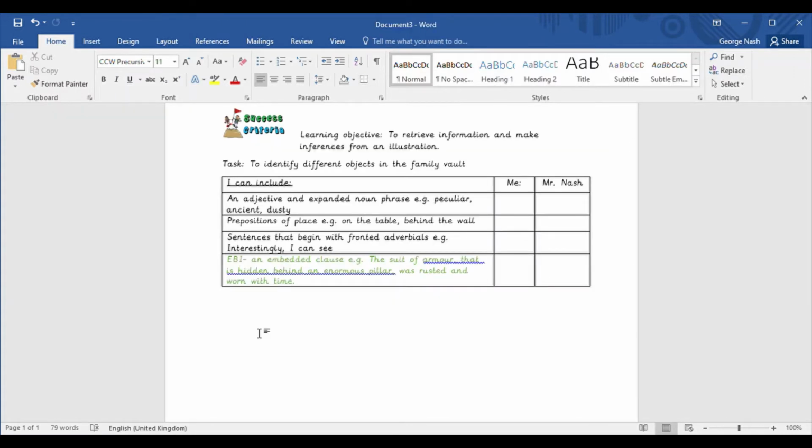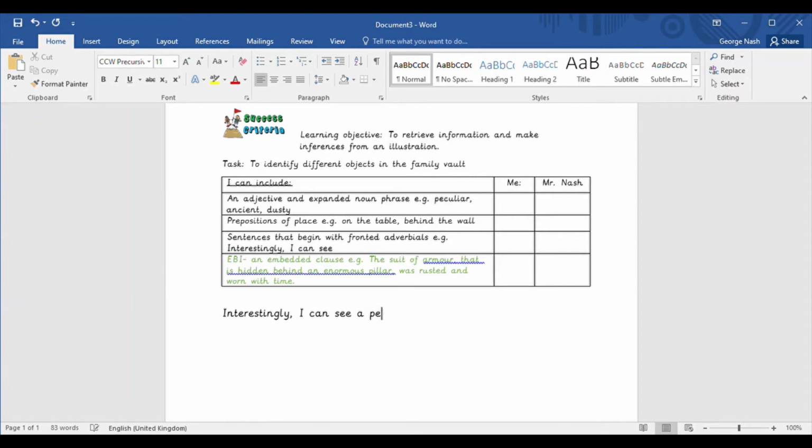So, I might start by magpieing Mr. Nash's word for the fronted adverbial, interestingly. So I might start with interestingly. Oops daisy, comma. I can see. Oh, I could use that word peculiar or ancient. Again, I'm going to use things from the success criteria because that's what they're there for. If I want to up-level them later with better words, I can do that. So I might just magpie a few of these.